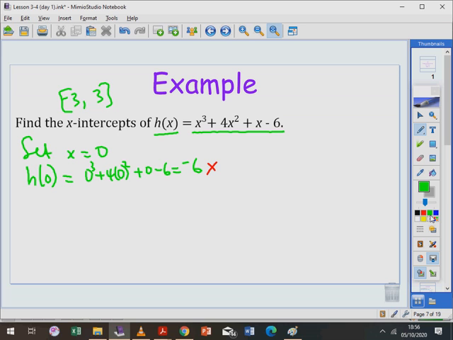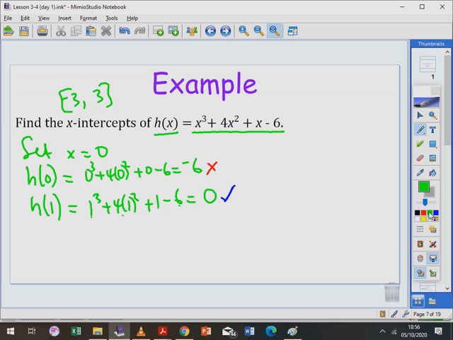Not giving up. I'll try h of 1. If I substitute 1 for x, I'll have 1 cubed plus 4 times 1 squared plus 1 minus 6. Does that give me 0? Yes, this is 1 plus 4 plus 1, which is 6, minus 6. That gives me 0. So that tells me that x equals 1 is an intercept.